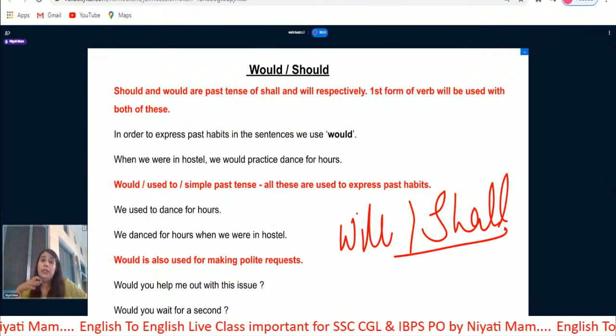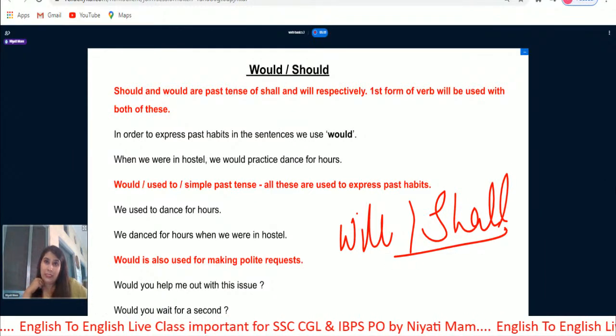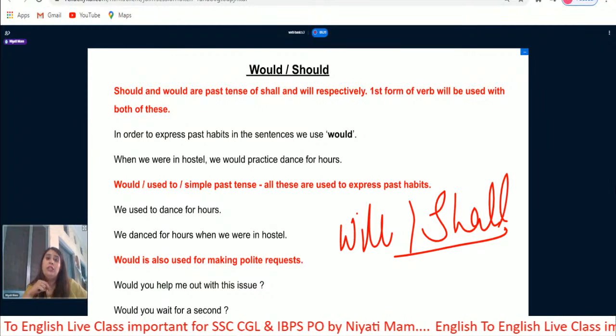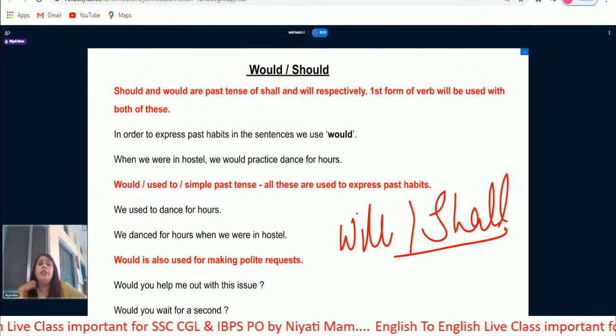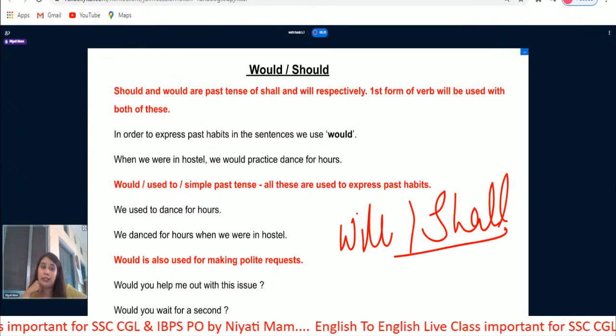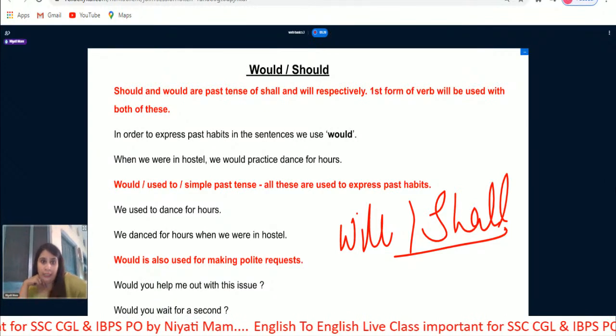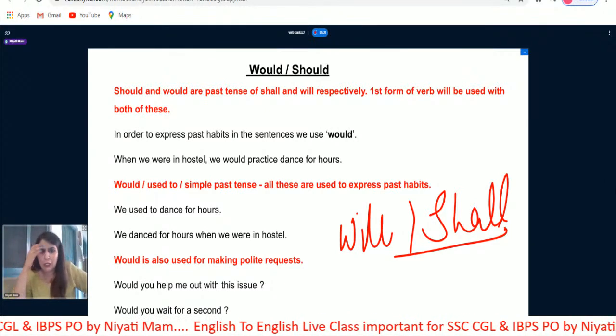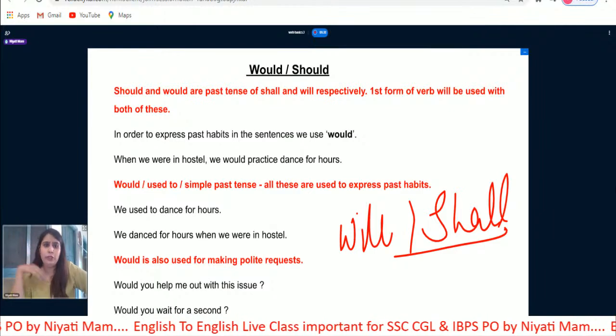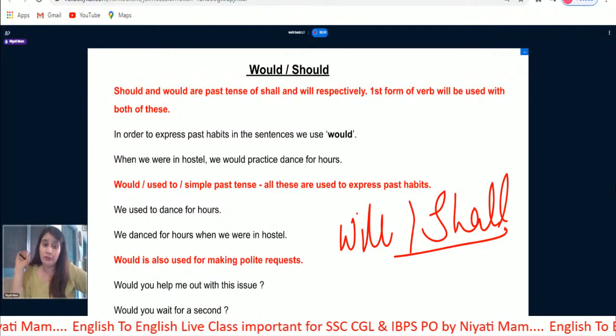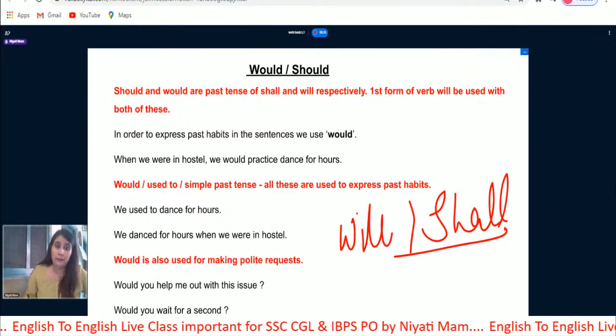In order to express past habits in sentences, we generally use would. Right, when we were in hostel, we would practice dance for hours, or instead we can also say, we danced for hours when we were in hostel.